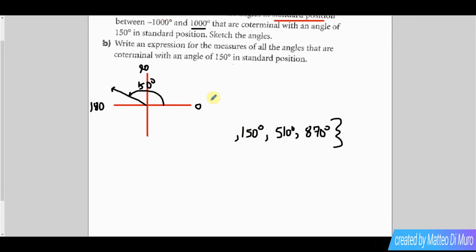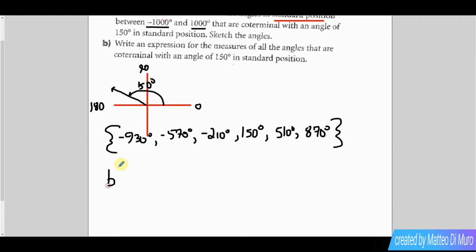Now I'm going to go backwards. So now I'm going to subtract 360 degrees from 150. That's going to give me negative 210 degrees. I'm still not at negative 1000, so I'm going to do it again. I'm going to get negative 570 degrees. And I think I can do it one more time. Yeah, so if I subtract 360, I'm going to get negative 930 degrees. Now if I do it again, I'm going to go past what they're asking, so I'm done. So this would be every coterminal angle to 150 degrees within the range they asked.